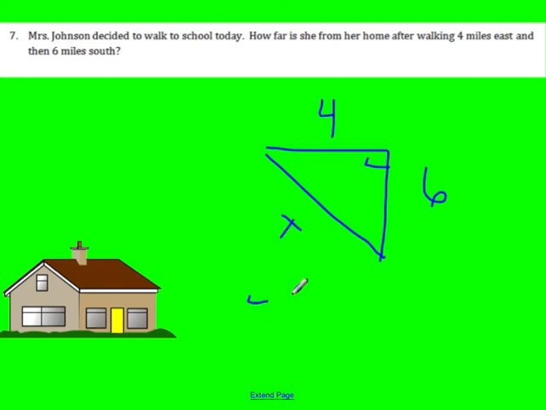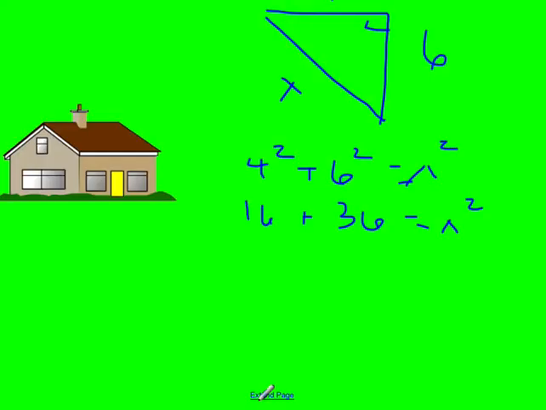So I have 4 squared plus 6 squared is equal to x squared. Okay? So then 4 squared is 16, plus 6 squared is 36, and that's going to be equal to x squared. So now what we want to do is take 16 and 36 and add them together, and that's going to give us 52. So x squared is equal to 52. So in order to get what x is equal to, we're going to have to take the square root of both sides. So then x is equal to the square root of 52.